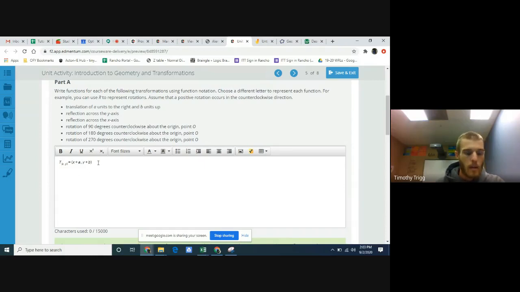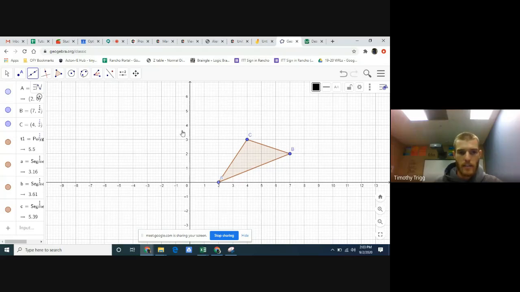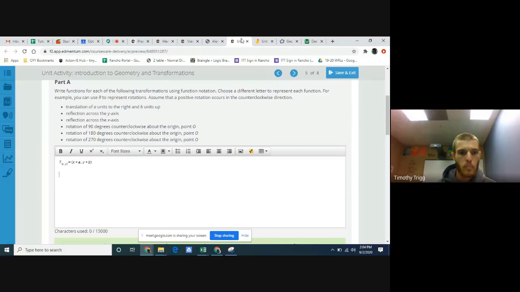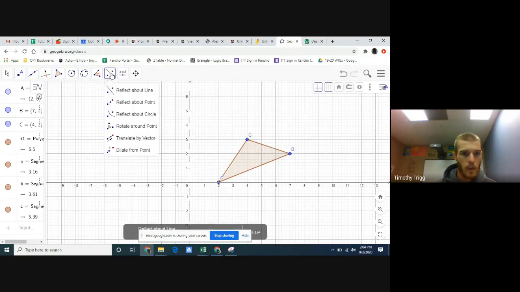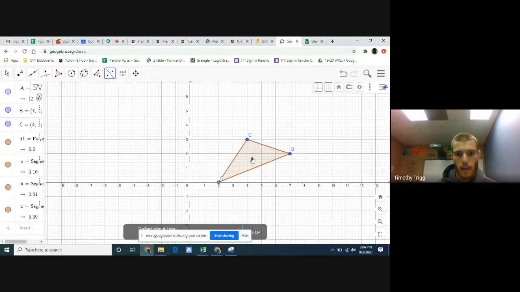Okay. The next one we're going to talk about is reflection. So for reflection, I want to show you what that's going to look like. And this will make a lot of sense in a minute. So here I am, I'm on GeoGebra here. I just made this triangle earlier, triangle ABC. And so what we want to do is, according to this problem, we want to reflect it across the y-axis. So on GeoGebra, you could see there's a reflection tool here. So I'm going to reflect this triangle across the y-axis.